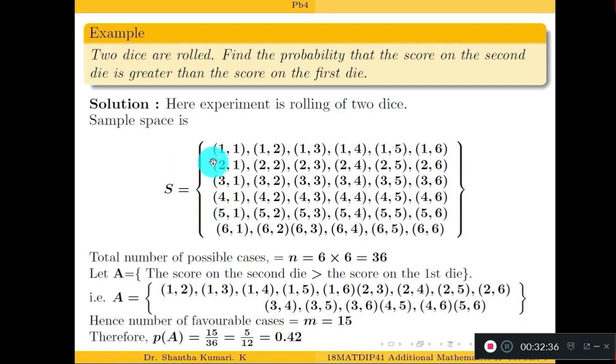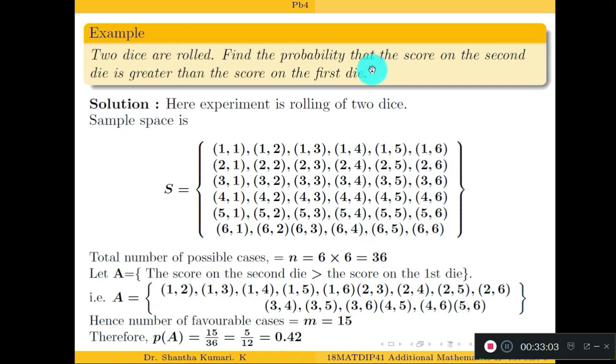So what is the sample space? There are 36 outcomes. 1 1, 1 2, 1 3, etc. up to 1 6. Similarly 2 1 to 2 6, 3 1 to 3 6, 4 1 to 4 6, 5 1 to 5 6 and 6 1 to 6 6. You can calculate. Totally there are 36 outcomes. So n equal to 36. Denominator of your probability is 36.